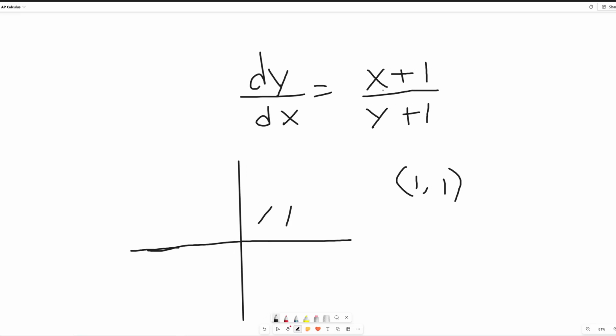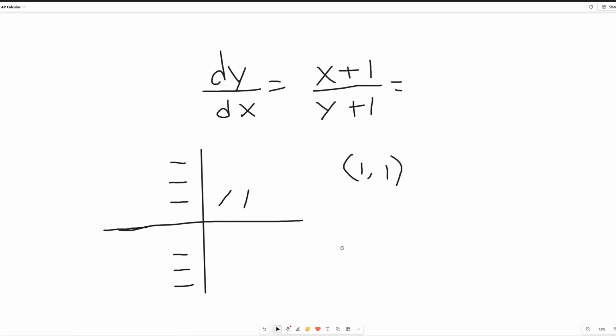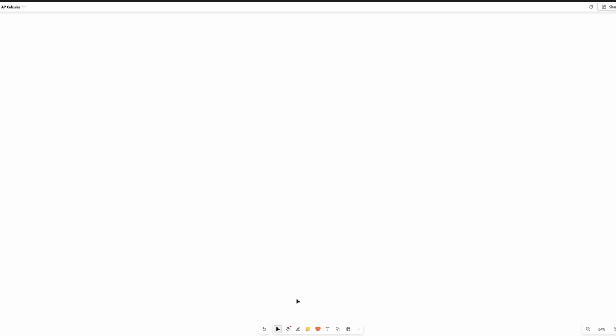Now if you go negative, x equals negative 1, y equals 1, you get negative 1 plus 1 is 0, 1 plus 1 is 2, so 0 over 2 is 0. So at x equals negative 1 the slope is going to be 0. And this is true for every single point with x equals negative 1, because it doesn't matter what the y value is, since on the top it's 0. Except at y equals negative 1, you won't have anything because negative 1 plus 1 is 0, and anything over 0 is undefined.